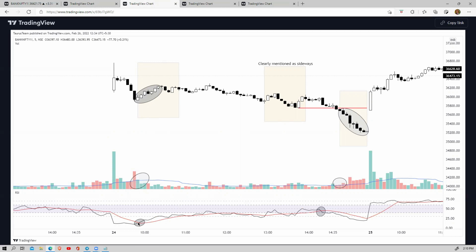And your target will be, if at all you're catching an RSI, your target will be 30. If you're capturing an RSI at 10 and 20, your target will be first 30 and then 40. So this is trade number 1.